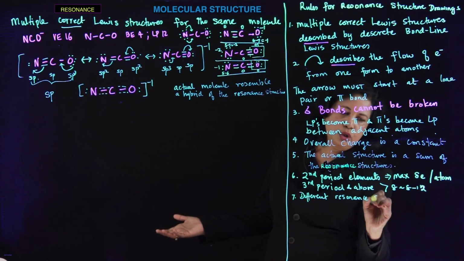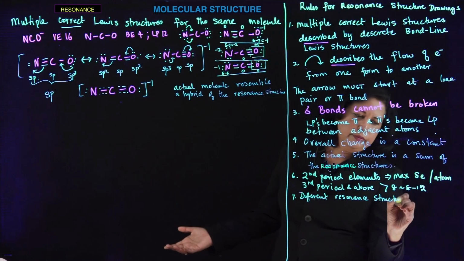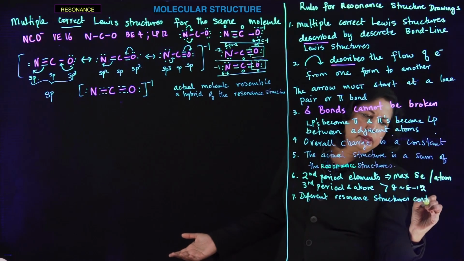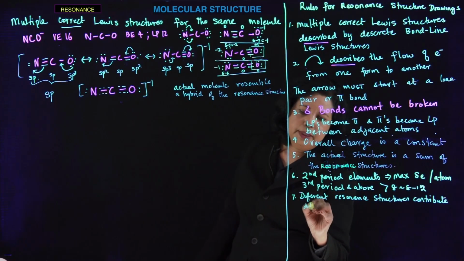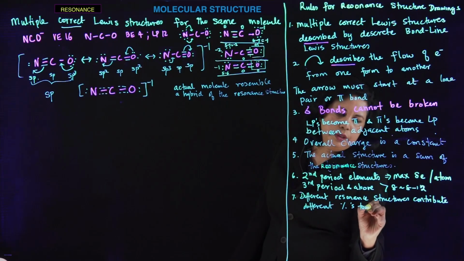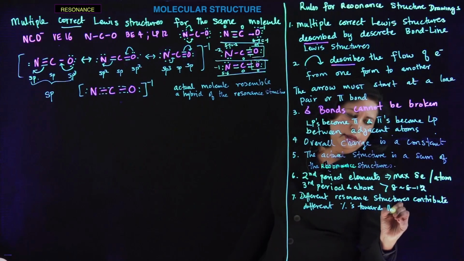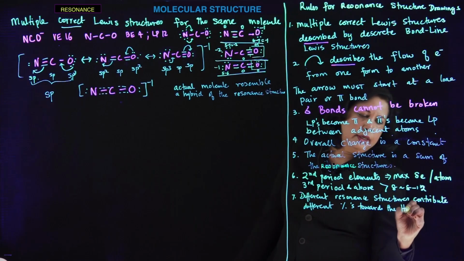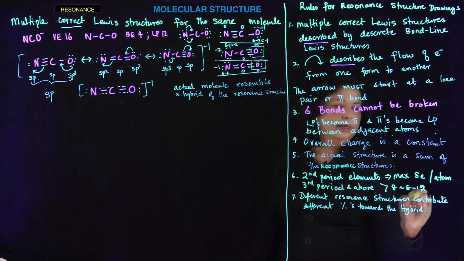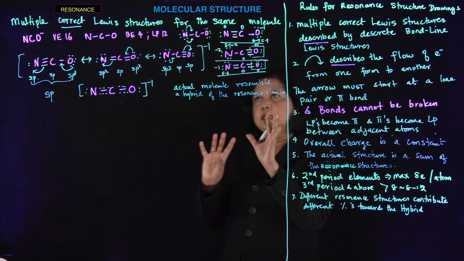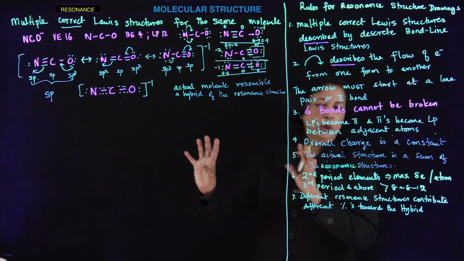Different resonance structures contribute different percentages toward the hybrid, depending on the stability. The most stable ones would contribute more.